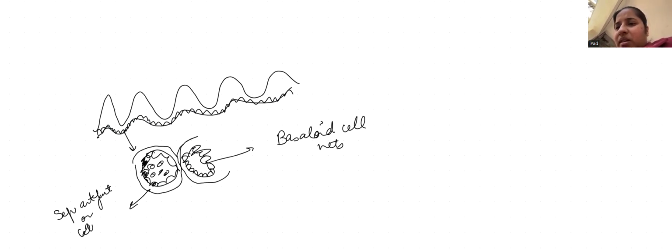Now what you will see is basically a thin layer of separation between these two, like this. This is called the separation artifact or the clefts. This will be the stroma, the fibrous stroma, which will show retraction.